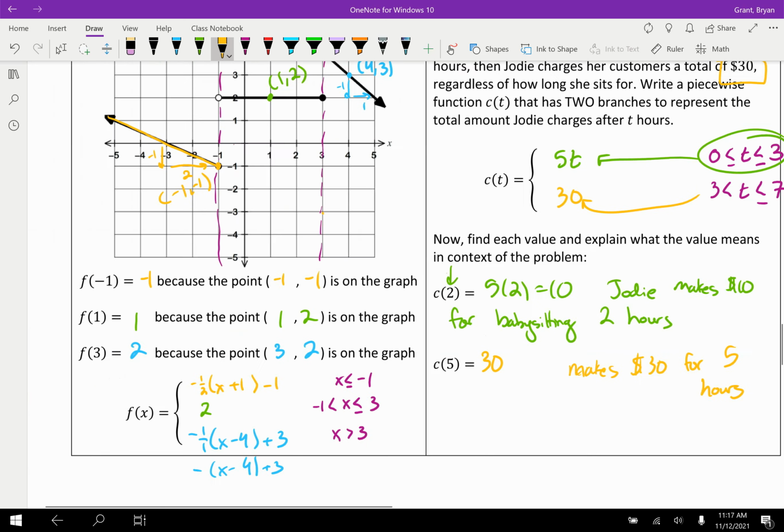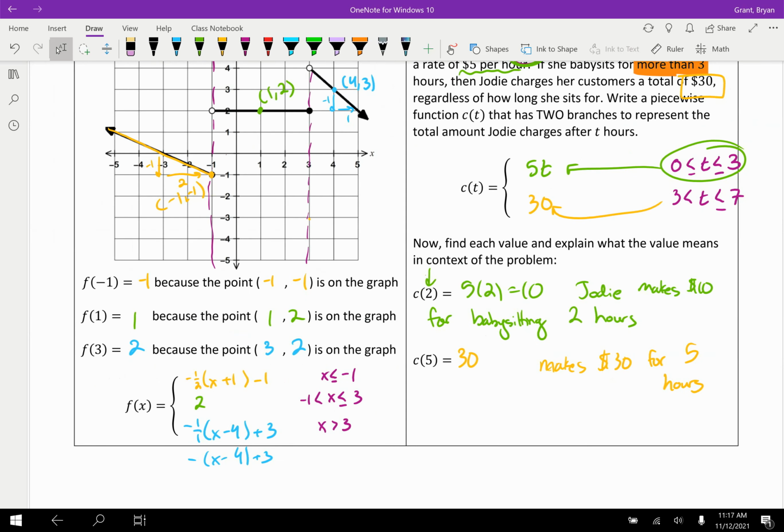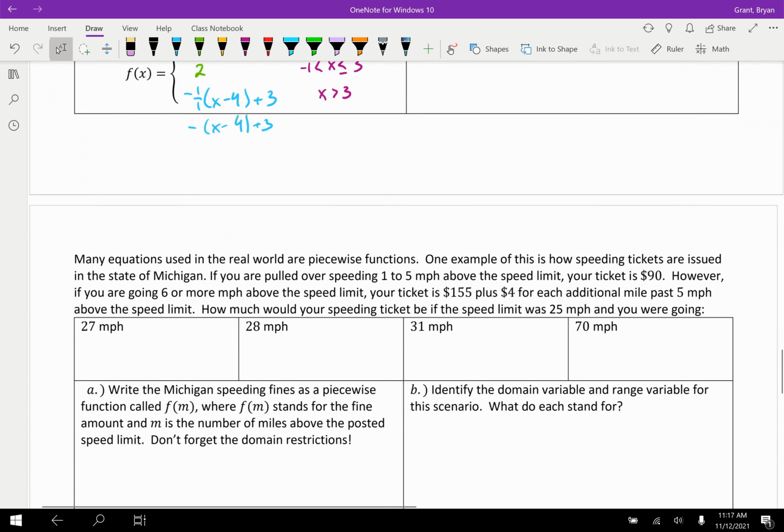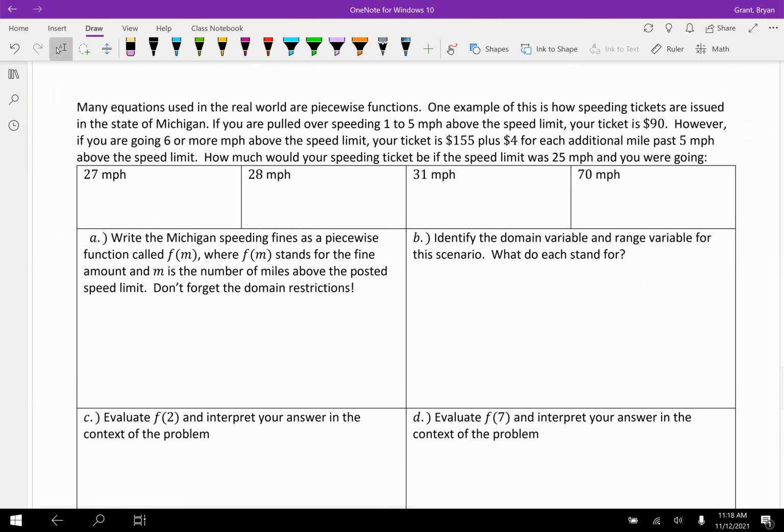Now, there is a last page here, but I imagine I probably won't have enough time with my students, and you probably won't with yours. If you want to work through the last page on the packet, it's a good one. It talks about speeding tickets in Michigan. It's a real-world problem, too. I looked up different speeding laws and found that this is how it works in Michigan.